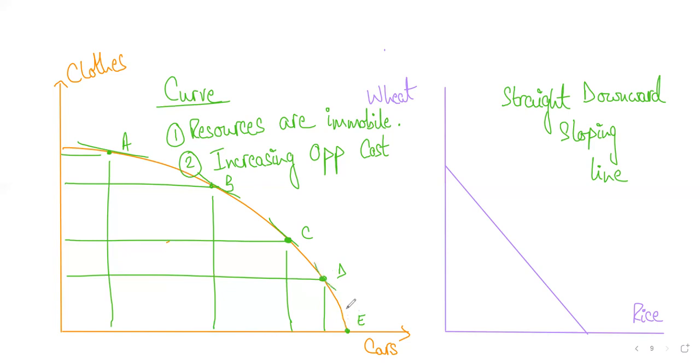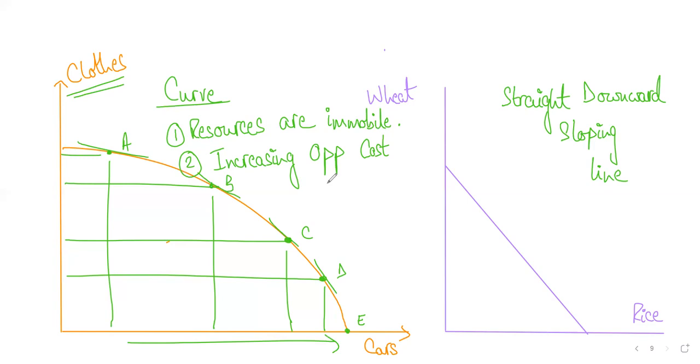That means that the more you produce one type of good, we're talking about the PPC curve, the more you produce one type of product, you have to give up more units of the other good. When you're moving from A to E, every time you are producing one additional unit of car, you are giving up more units of clothes. That is what increasing opportunity cost means.